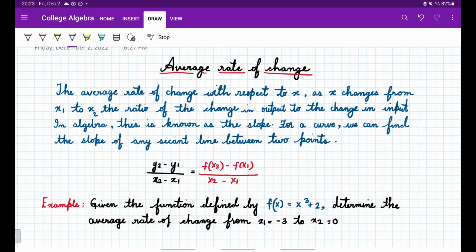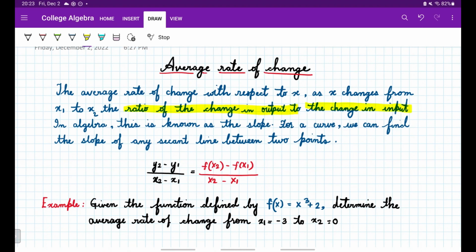Hello everyone, this is video 6 in the college algebra series, and in this video I'll be talking about average rate of change. So the average rate of change with respect to x, as x changes from x1 to x2, is the ratio of the change in output to the change in input. This essentially means we are trying to understand how much our y value is changing as our x value changes. In algebra, this is known as the slope.